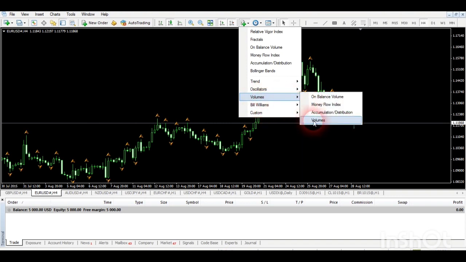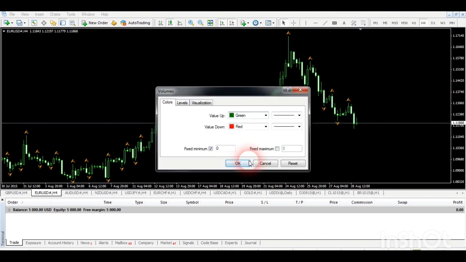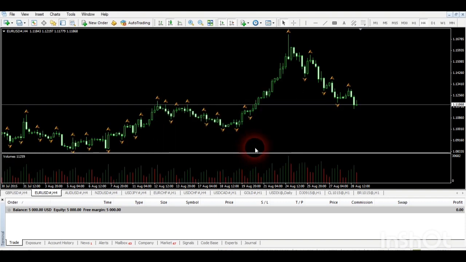One of the parts of the volumes was left. Okay. You see, this tool, volumes, is an indicator that shows you the strength of buyers and sellers. The green bars are the buyer's strength and the red bars are the seller's strength.